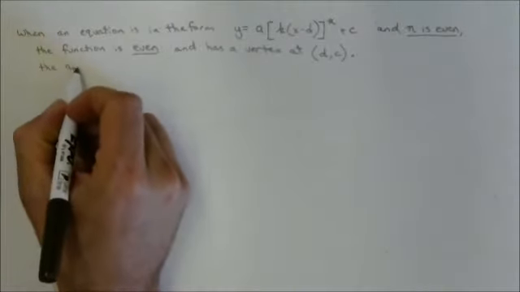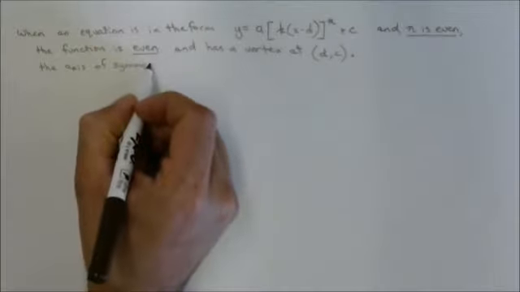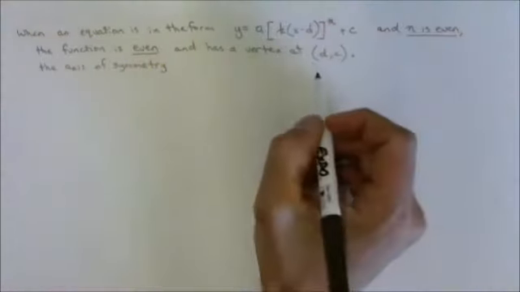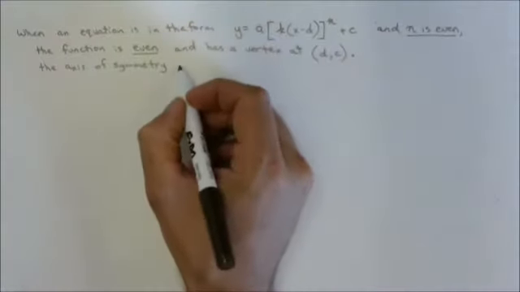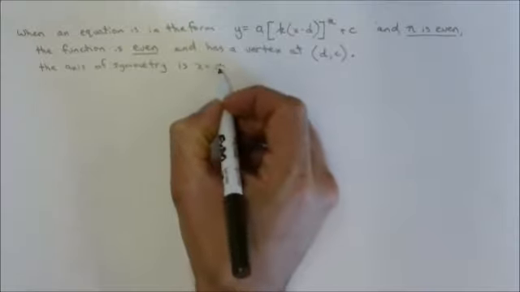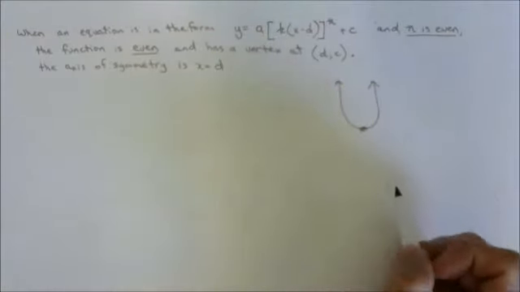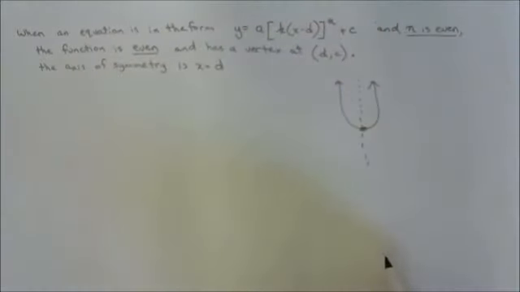The axis of symmetry, you should be able to intuitively get this. The axis of symmetry is the x-coordinate of the vertex, so it's x equals d. Just like if you had a quadratic and the vertex was here, the vertex is where the parabola meets the axis of symmetry.